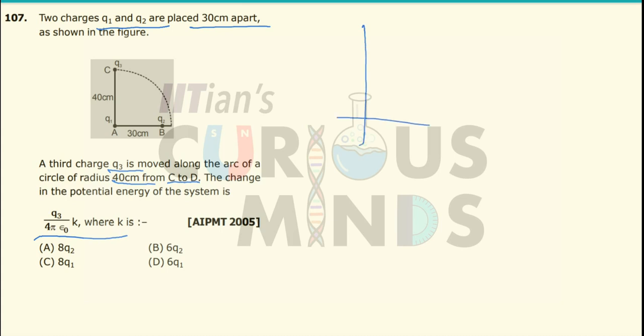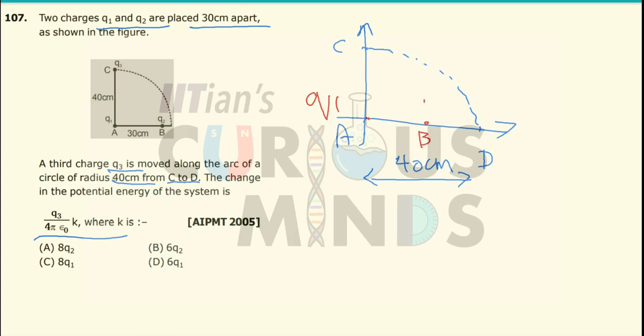Now first of all, if I draw this diagram, a charge is moved from C across the arc to point, let us take this point as D. This is A. The radius of this is given as 40 cm. There are two charges kept. The first charge is at point A, let it be equal to Q1, and the other at point B, let it be equal to Q2, which are 30 cm apart.